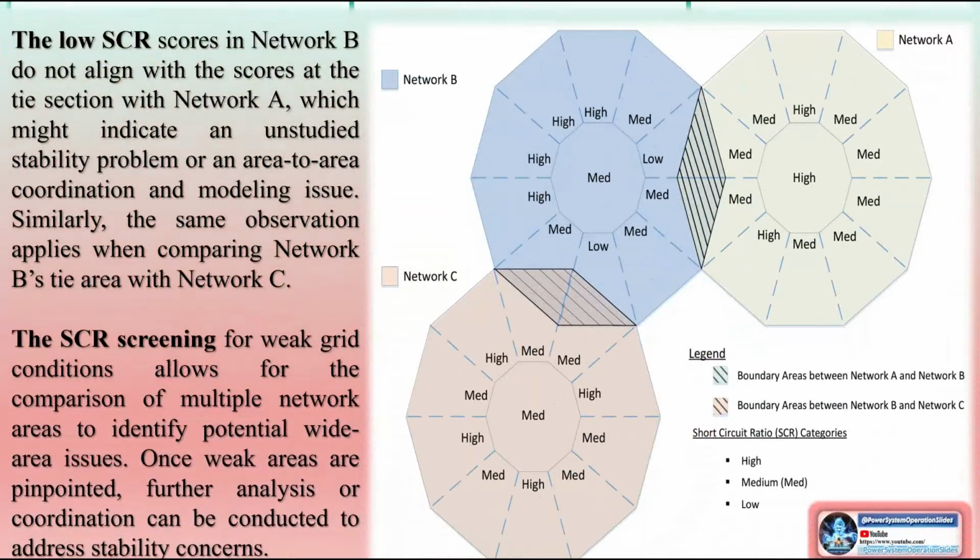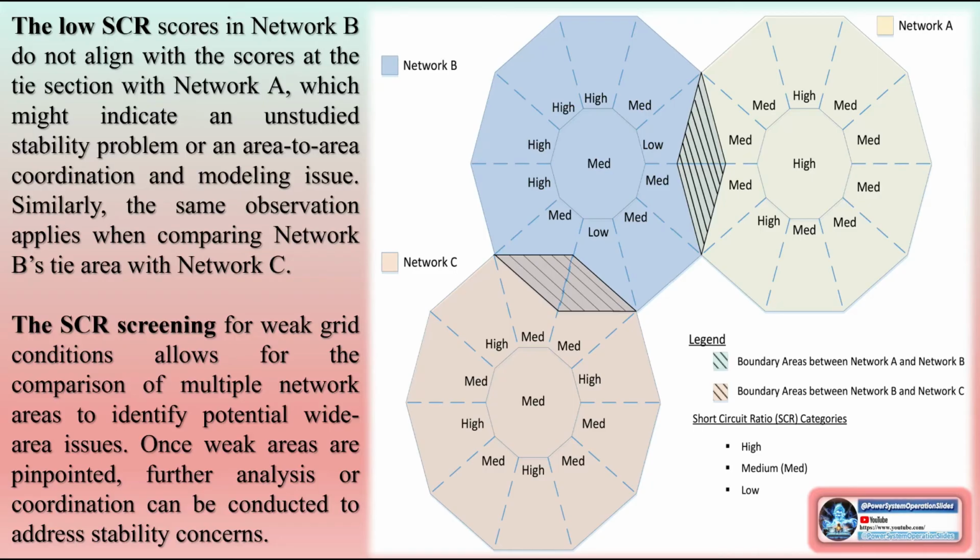SCR helps in understanding how the system reacts to faults. A system with a low SCR will likely experience large voltage dips during faults, which can lead to equipment malfunction or even shutdown. A higher SCR indicates better system stability and less voltage drop during faults, leading to a more resilient grid. Protection systems are essential for isolating faults and preventing damage to equipment.